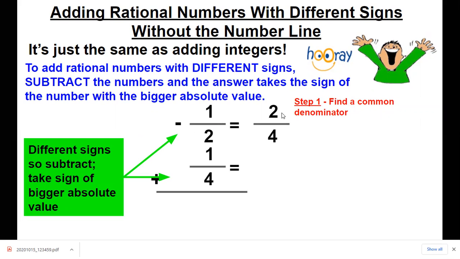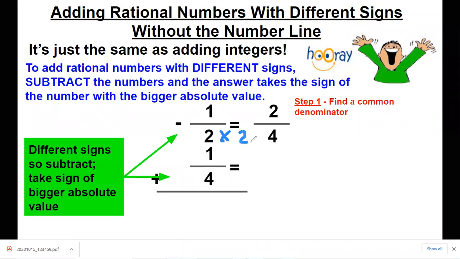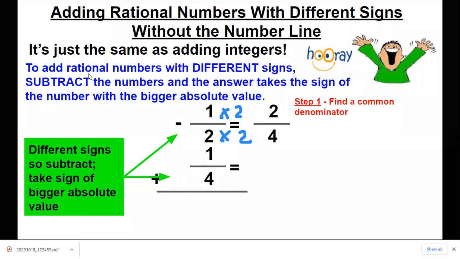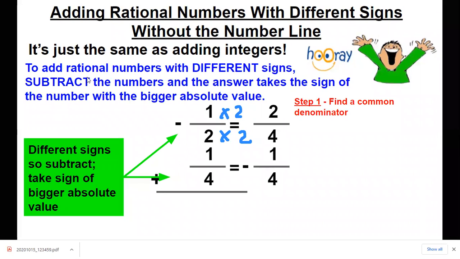So how did I get to 2/4? Well, I said what number multiplied by 2 will give me 4? 2 times 2 gave me 4. So then I got to multiply by 2 on the top. That's where I got my 2/4. 1/4 I can keep as 1/4, right?